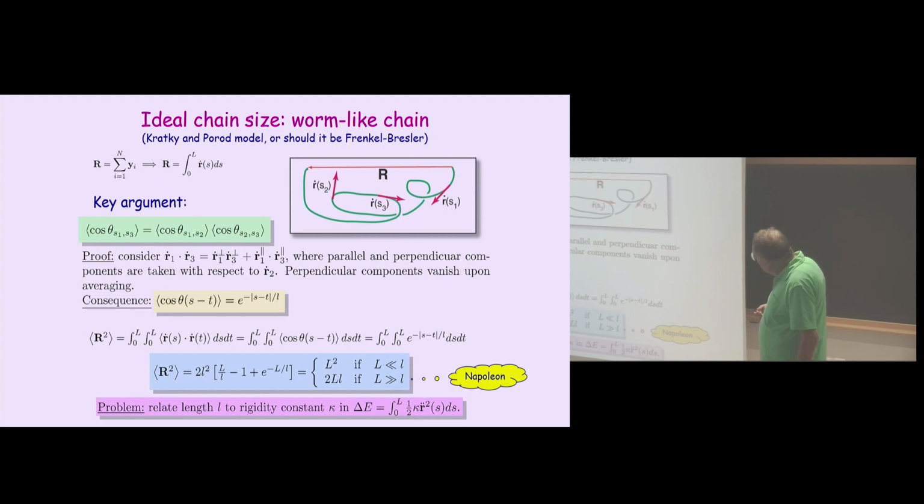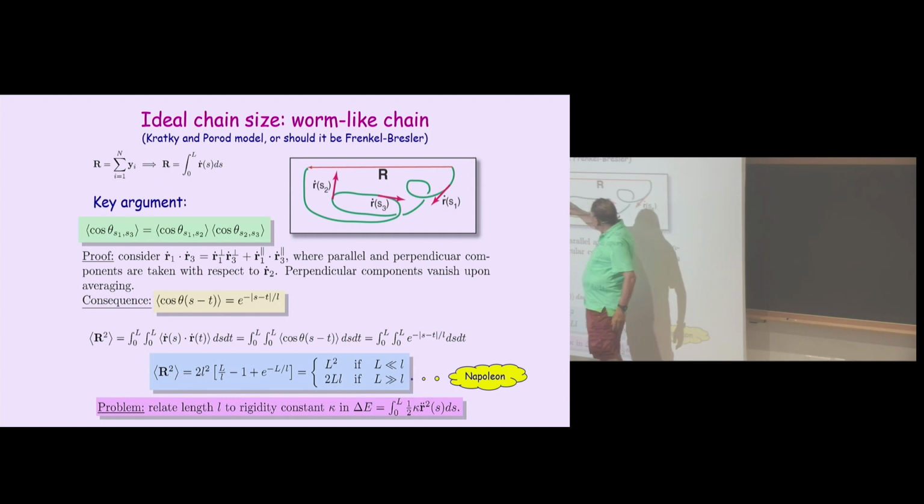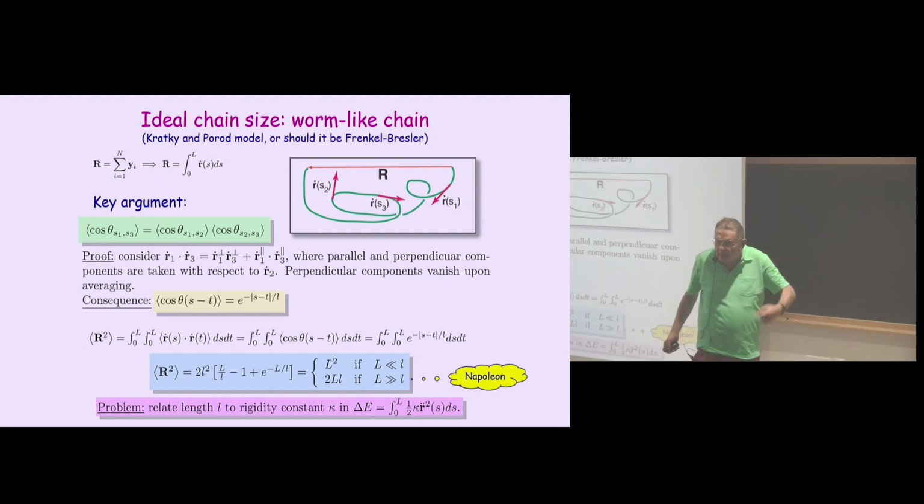It turns out that the average cosine of the angle between, let's say, this tangent and this tangent, if they are in points S and T along your chain, exponentially decays with the distance between points. And this is the characteristic length of this decay. It's called persistence length. It tells you how your rod persists, if you put it in this direction, how it persists to keep this direction. It persists for a distance of the order of the persistence length.